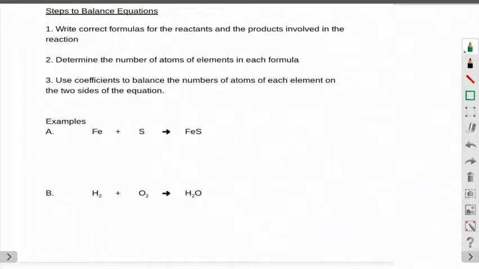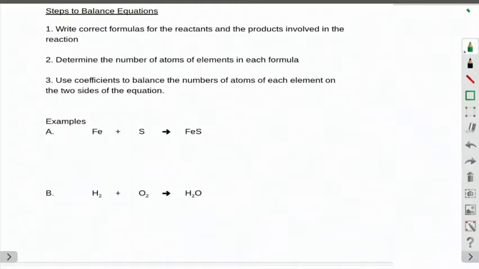Some examples. So these will already have number 1 done for you. All of the examples we're going to go over today are already written out in the correct formulas. So you will have to start at part 2 or step 2. Determine the number of atoms of elements in each formula. So we are going to do that by looking at the subscripts and seeing how many elements we have for each side.